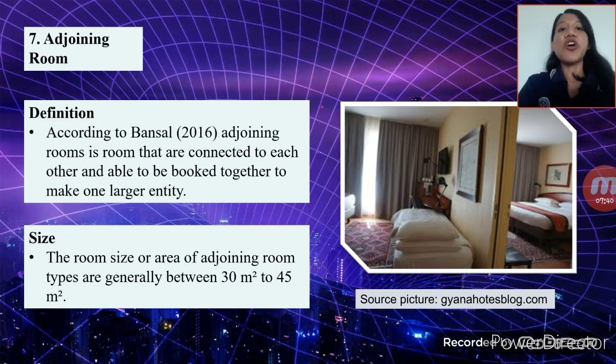Next is adjoining room. According to Bansal 2016, adjoining room is a room that is connecting to each other and able to be booked together to make one larger entity. And the room size or area of adjoining room types is generally between 30 meters square to 45 meters square.